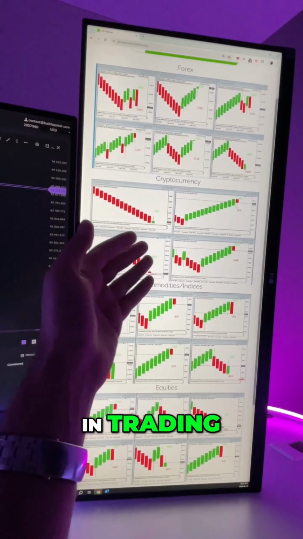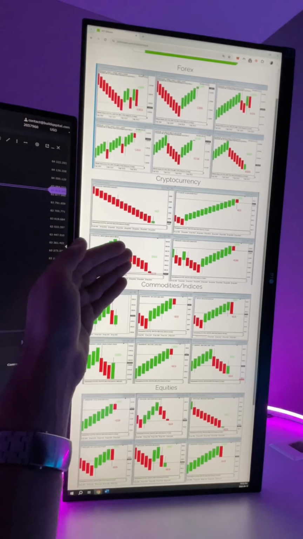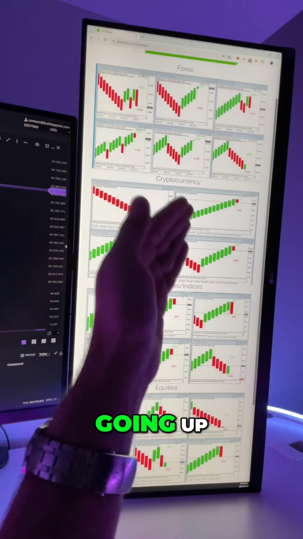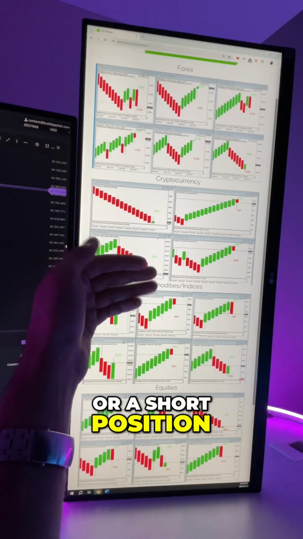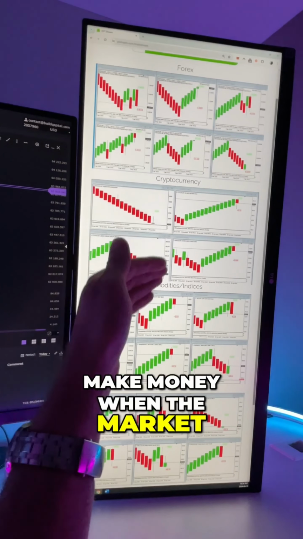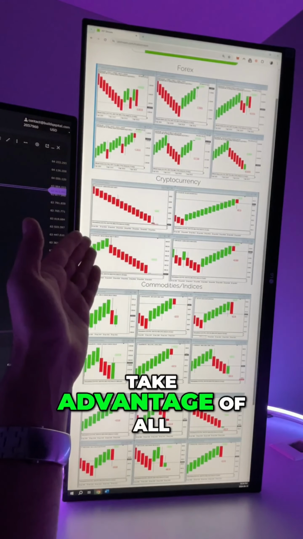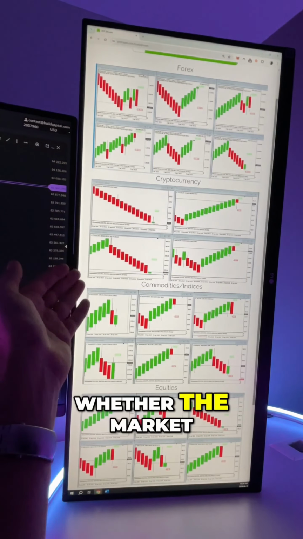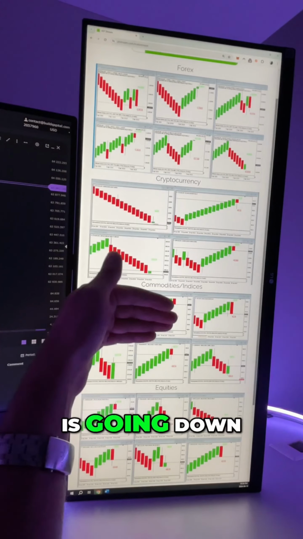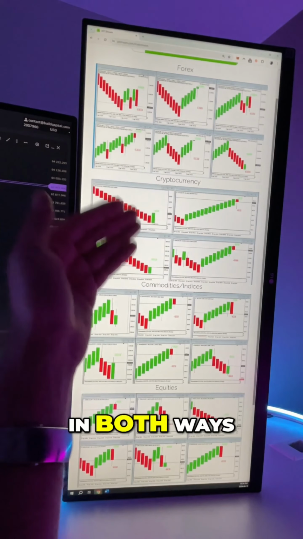Now, in trading, there's only two options. There's either a buy trade, which means we're able to make money when the market's going up. And then there's also a sell trade or a short position, where we're able to make money when the market comes down. So as traders, we're able to take advantage of all of the different market conditions, whether the market is going up or going down, because we can make money both ways.